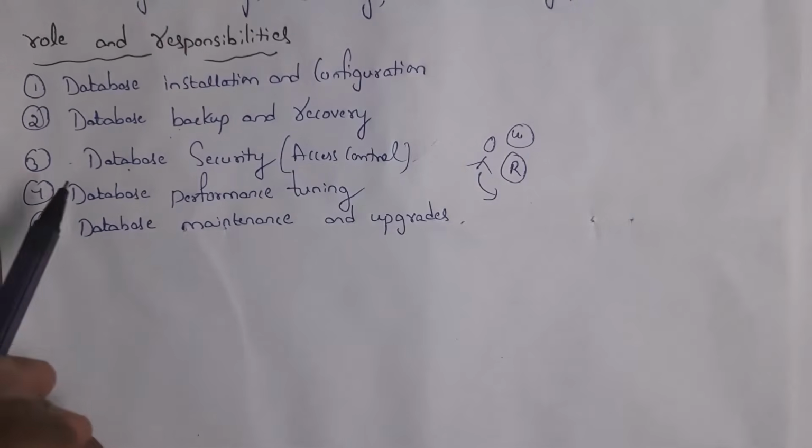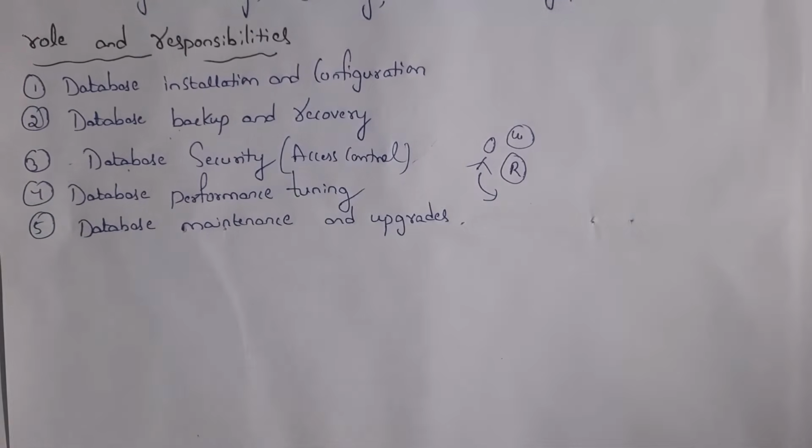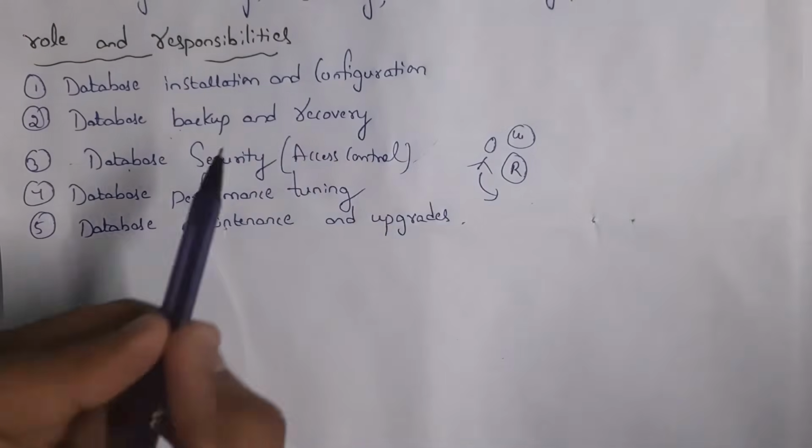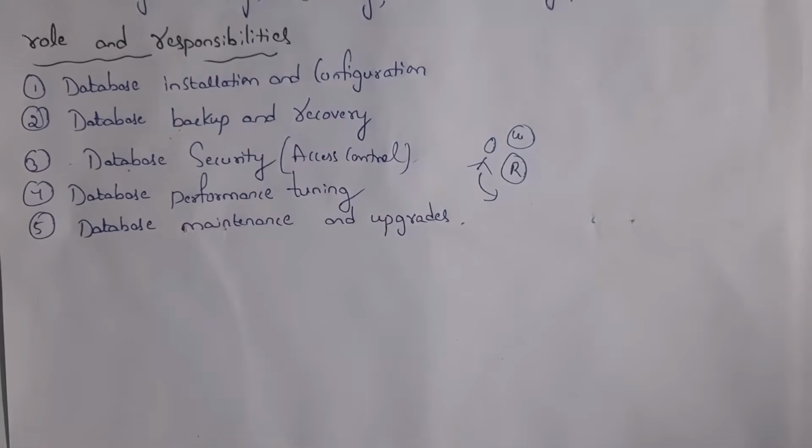And the fourth one is database performance tuning. Daily the database administrator will check the performance of the database software. Like he will check whether the database is working correctly or not. And the last one is database maintenance and upgrades. The database administrator will maintain the database and in case there are any new updates, then he will install those updates. All these operations are performed by the database administrator. These are various responsibilities of the database administrator.